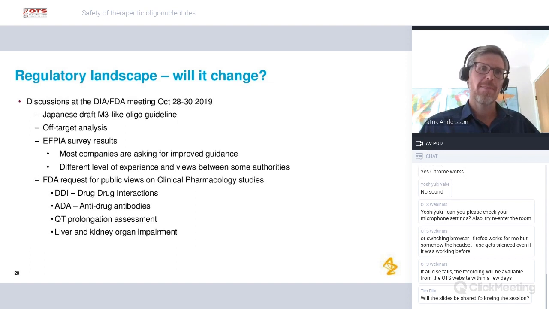And it's also clear that there is a different level of experience and views between authorities. Also a request from FDA to get the public views on things like drug-drug interactions, anti-drug antibodies, QT prolongation assessment, and also studies with liver and kidney organ impairment. So there's a lot of things that are bubbling in the regulatory space that one needs to consider for preclinical as well, in the preclinical assessment. But time will tell.